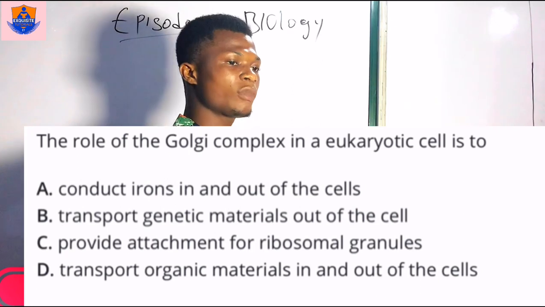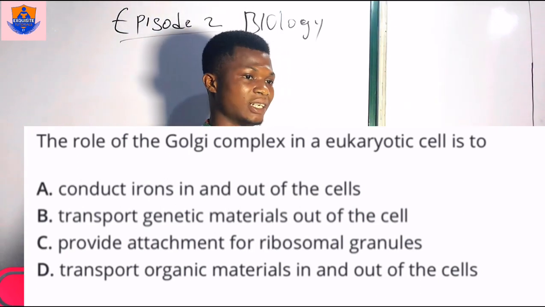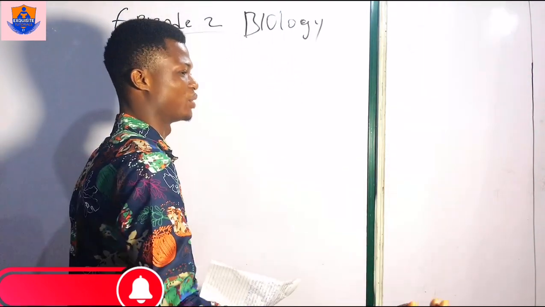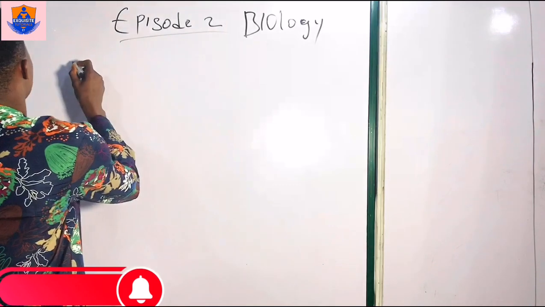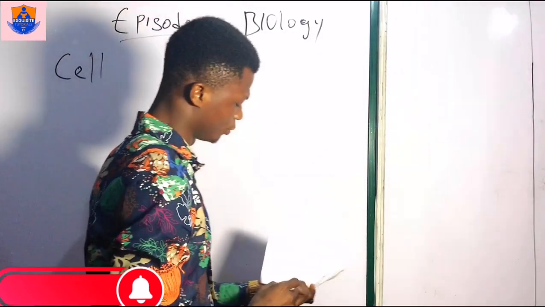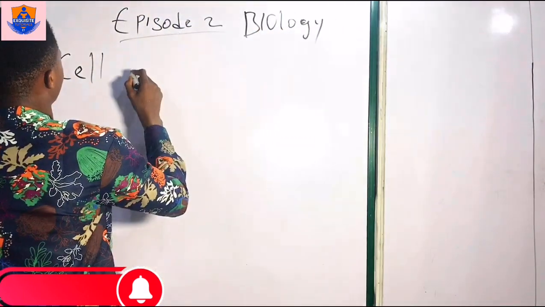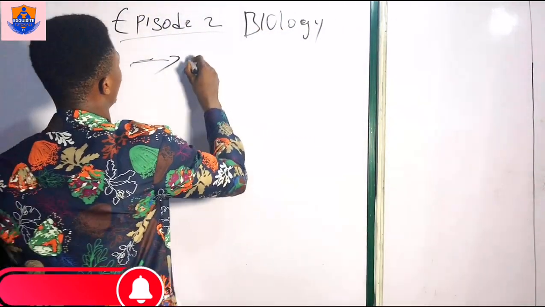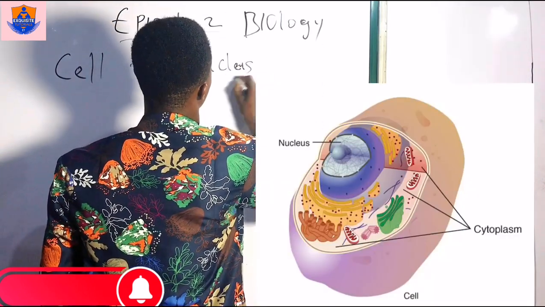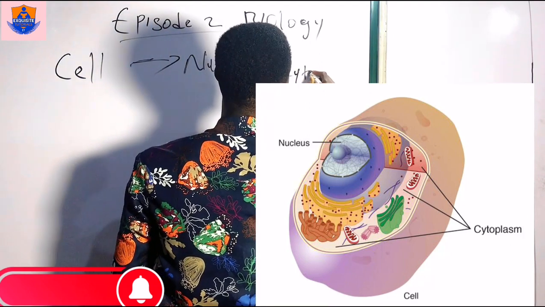Okay, this question was actually taken from the components of cells and their uses. Make sure you read that place. But before then, let me give you a shortcut to answer it. Now we have our cell. First of all, the cell has two major components: the nucleus and the cytoplasm.